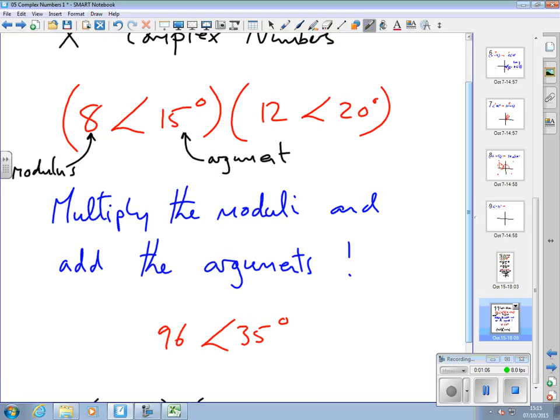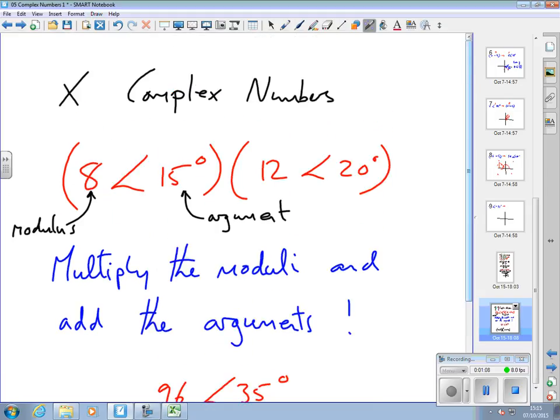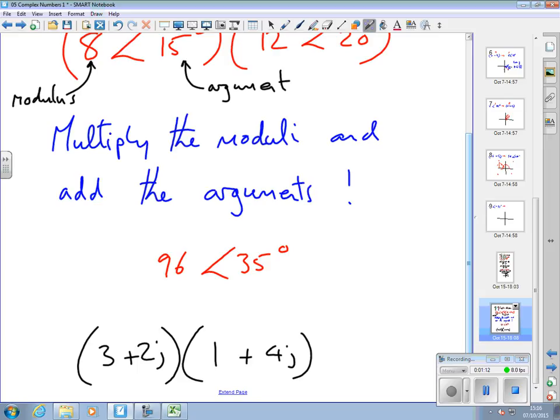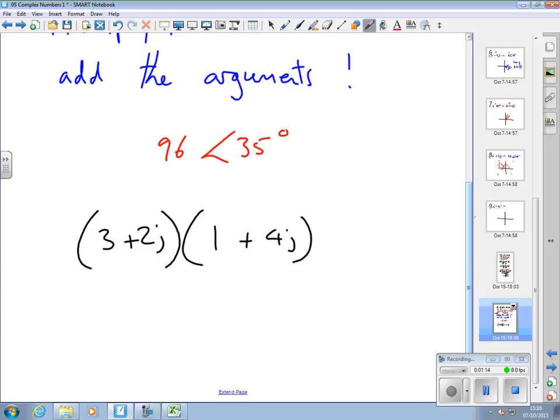So let's take two numbers and do it. These two here, 3 plus 2j multiplied by 1 plus 4j. So write that down. What do you think we do with them?